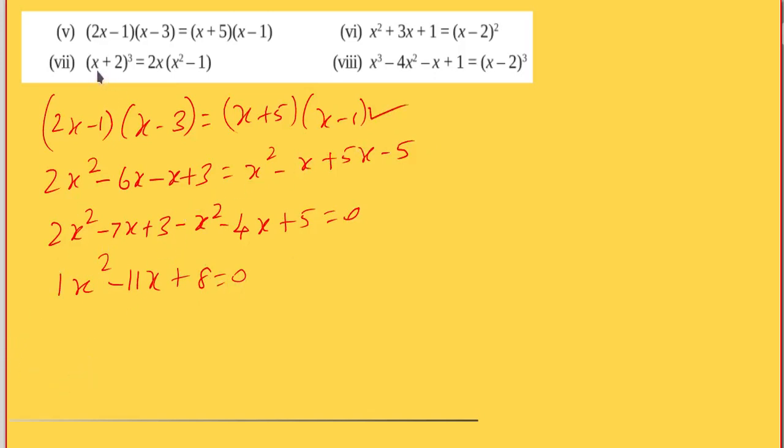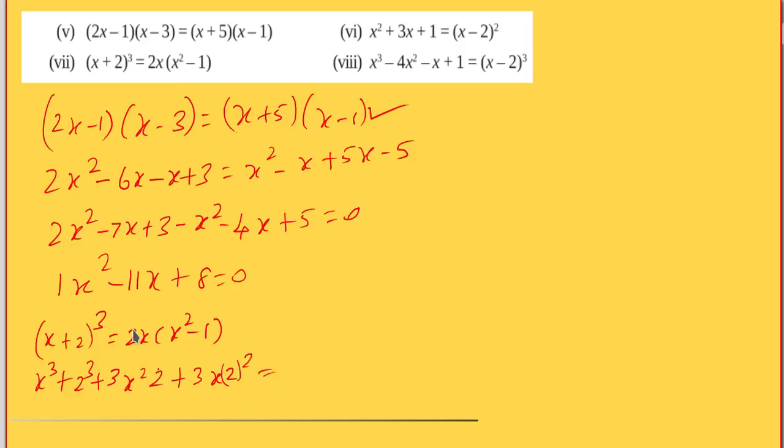Next question. (x + 2)³ = 2x(x² − 1). Okay, this is of the form (a + b)³, so let me expand this one. x³ + 2³ plus, a³ + b³ + 3a²b will come, right? So 3 into a²b. Okay, a is x and b is 2, no? a²b plus 3ab². 3 into a is x, b is 2².